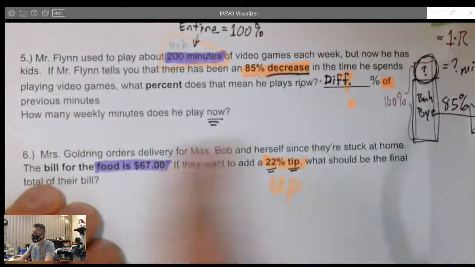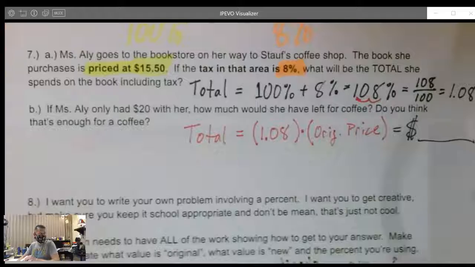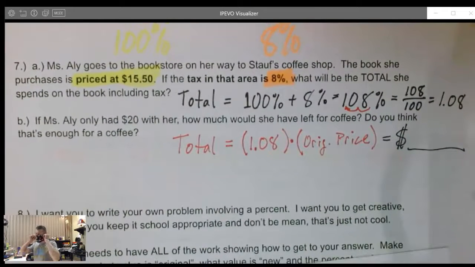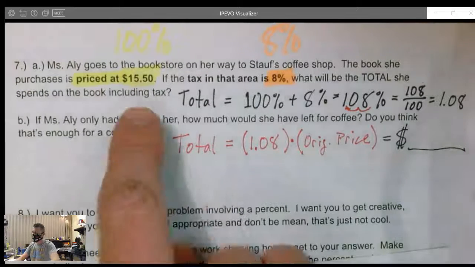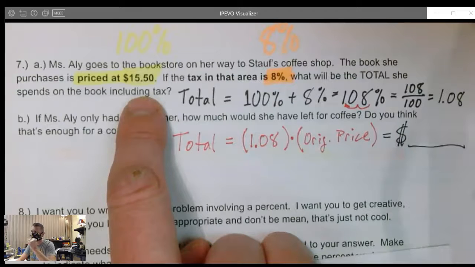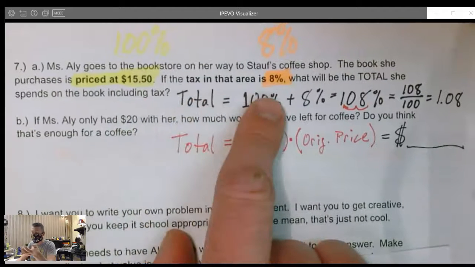Number 7 is very similar to number 6. So I'm going to go ahead and flip back to it because I give you a little bit more help on number 7. So if Miss Allie is going to the book loft to pick up a new book, which actually she has a book at the book loft she needs to go pick up. It's President Obama's book that he wrote. But if she's buying a book that costs $15.50, she's going to have to pay tax because the book is not food, right? If it's not food, we pay tax.